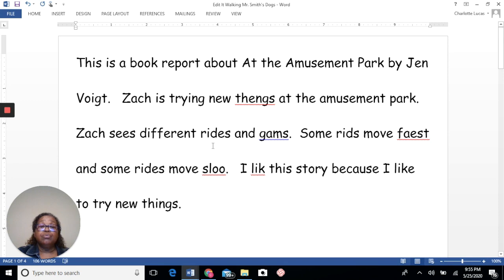Zach sees different rides and games. Some rides move fast and some rides move slow. I like this story because I like to try new things. All right, it looks like we have gotten all of the capitalization done. Congratulations. It seems like we've learned a lot because we went through that pretty quickly.